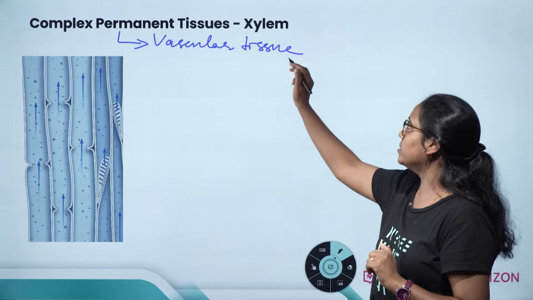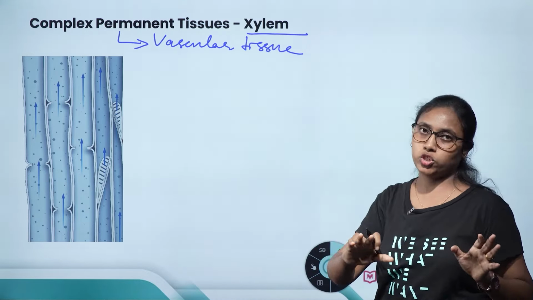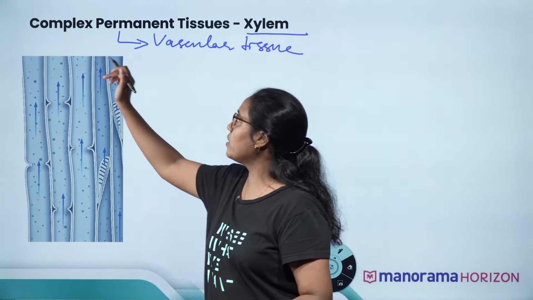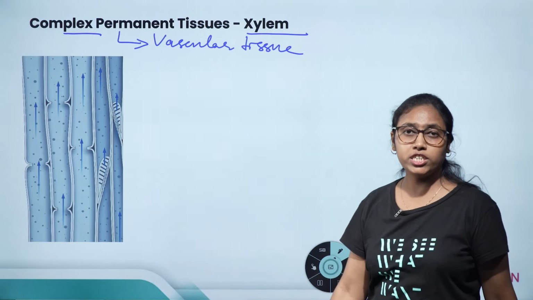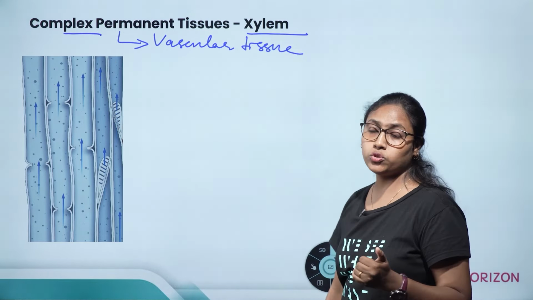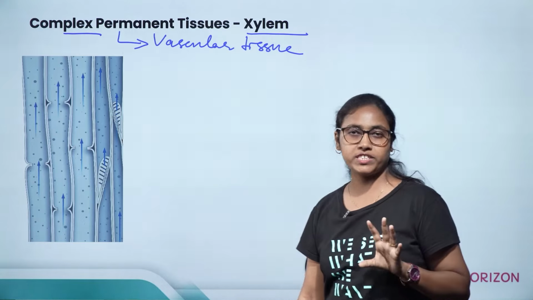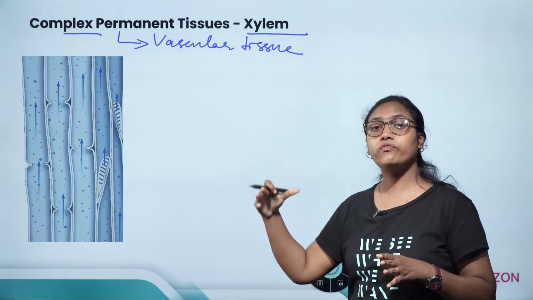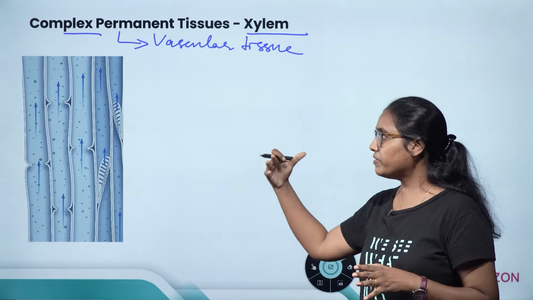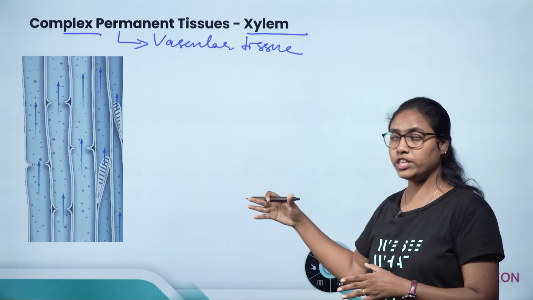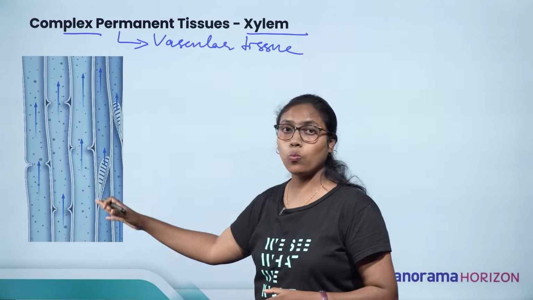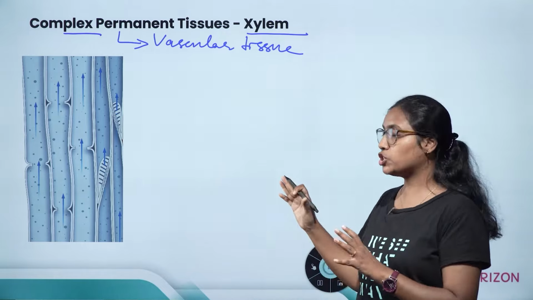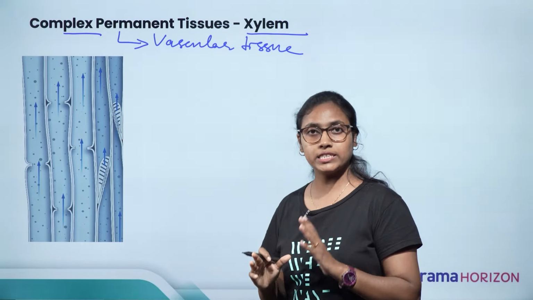Now, there are two complex permanent tissues, one is xylem and the other one is phloem. First let's see why they are called complex permanent tissues. As I told you, simple tissues are made up of only one kind of cell, right? Here, complex permanent tissues are made up of different types of cells. You will be finding many different kinds of cells coming together making one tissue, xylem. Hence, this kind of tissue is known as complex tissue.